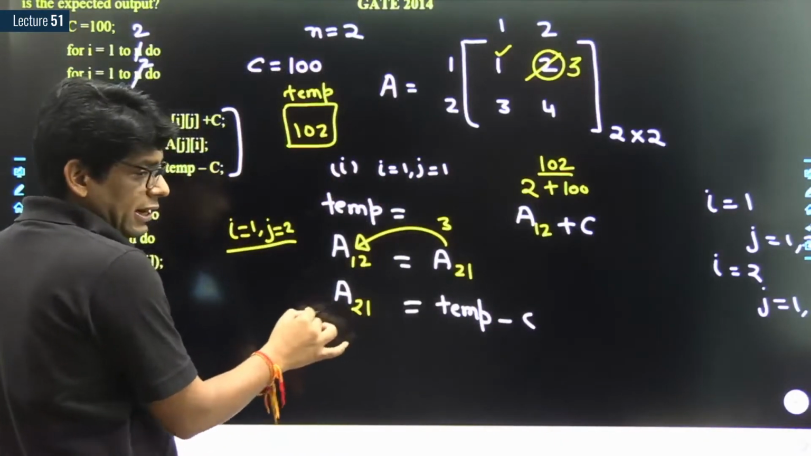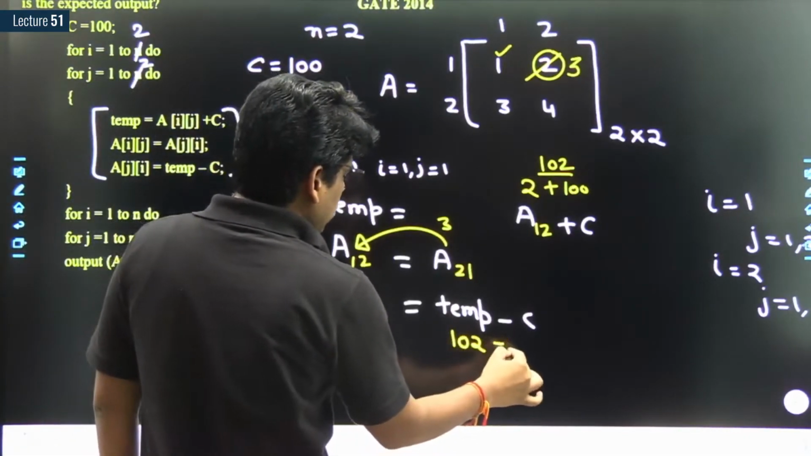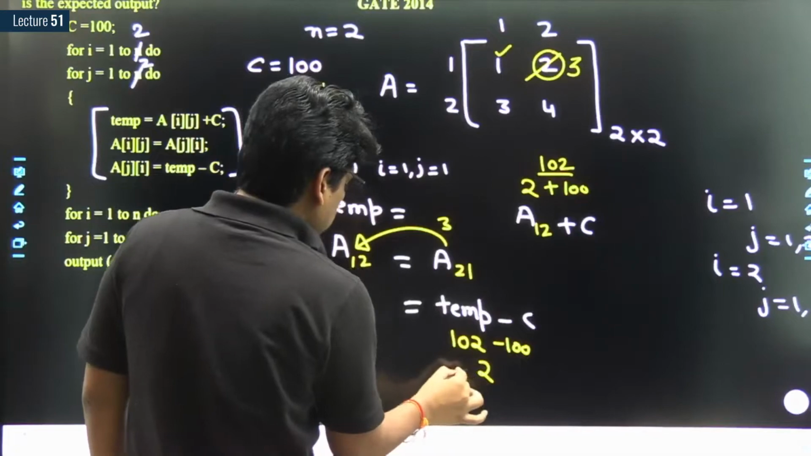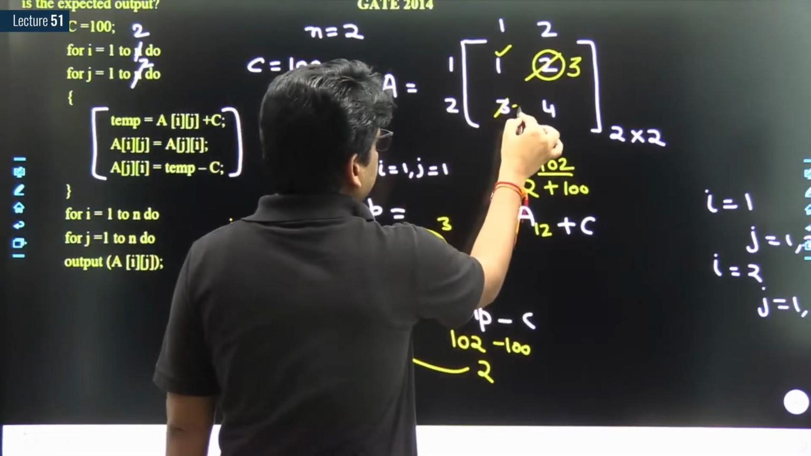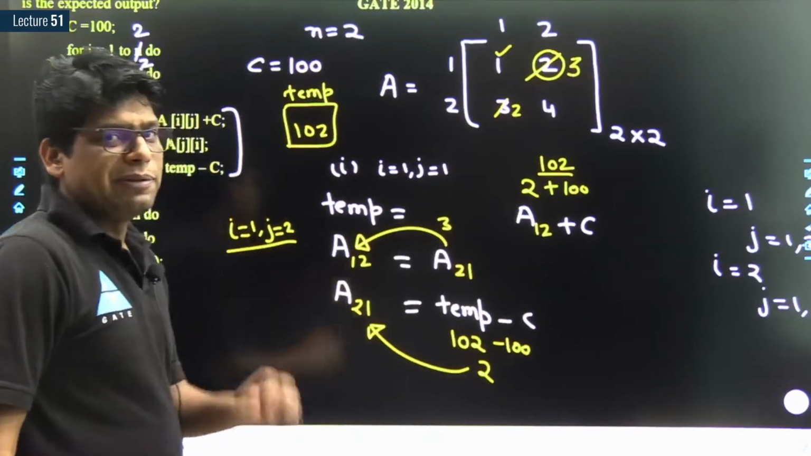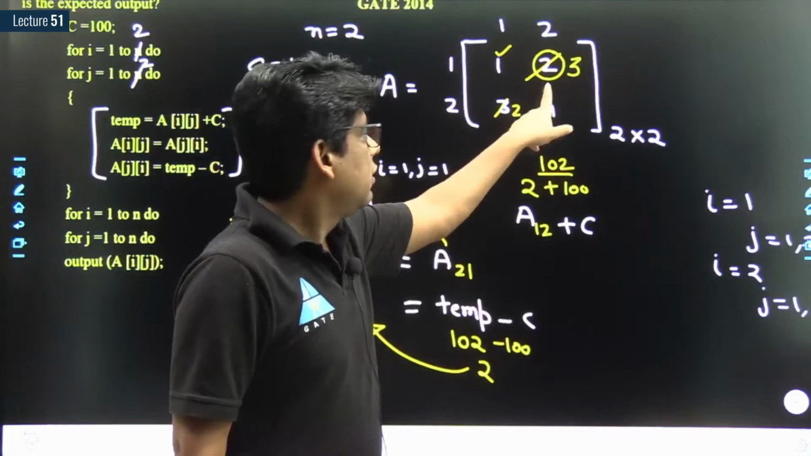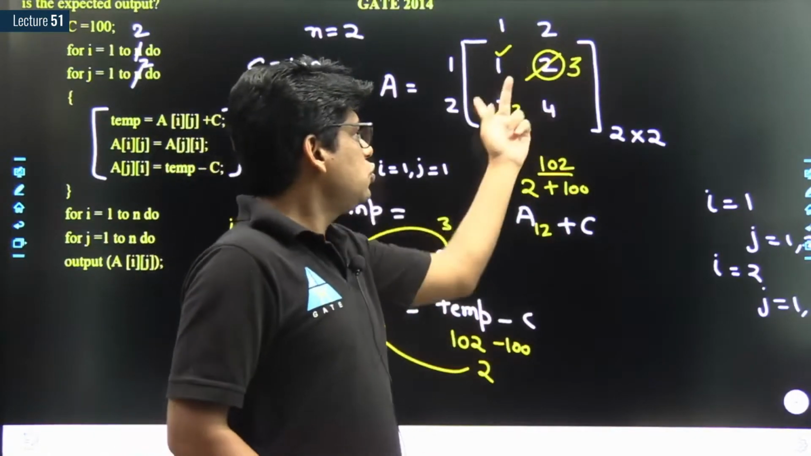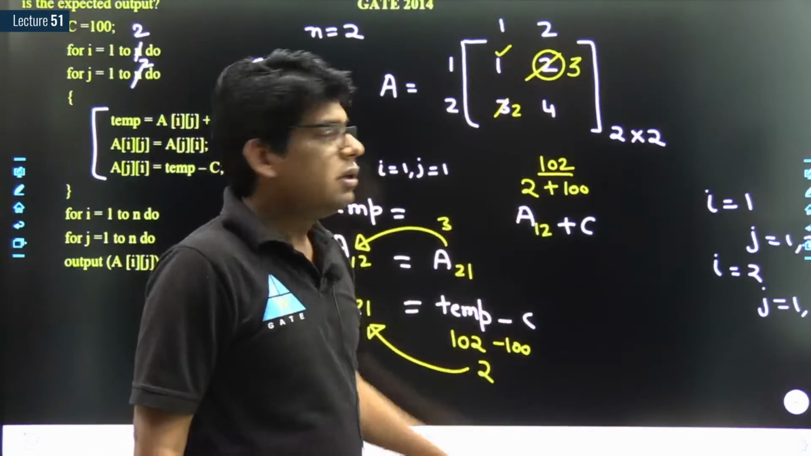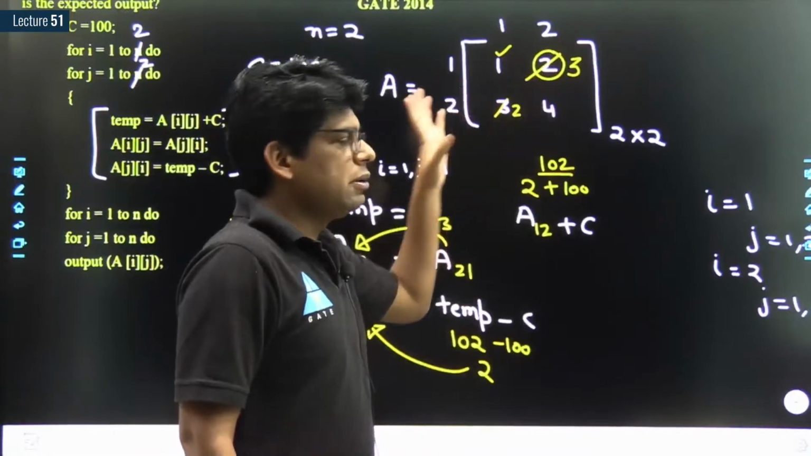And the next statement, focus on the next statement, temp. See, the value of temp is 102 minus 100. So basically 2 will be stored inside A21. That means, see what happens. Sir, this is A12, this is A21. From this code, what happened? Sir, these two values are swapped. So here becomes 3, here becomes 2.